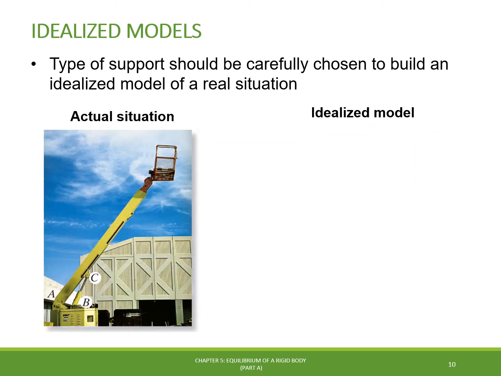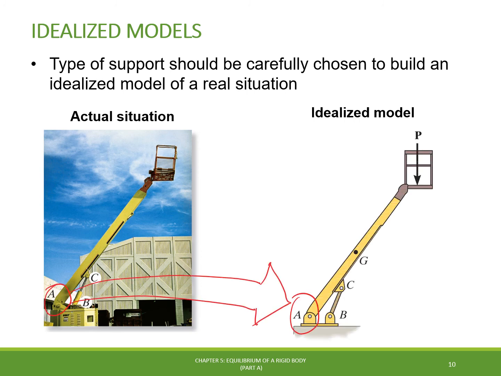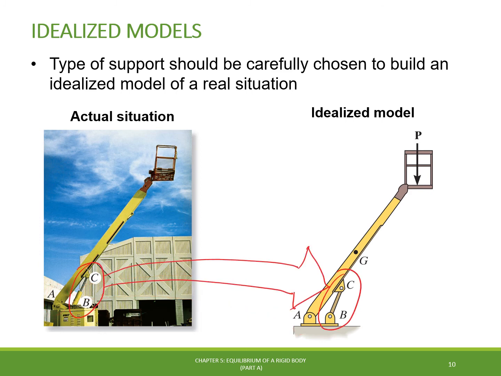As a second case, let's consider the lift boom shown here. By inspection, we can see that it is supported by a pin at A and by a hydraulic cylinder BC, which can be approximated as a weightless link.